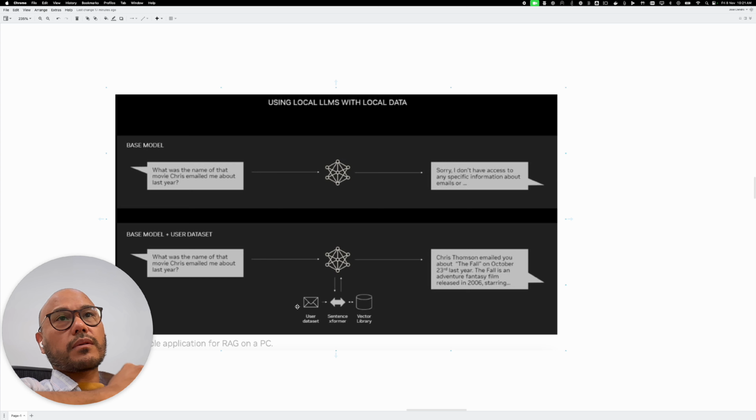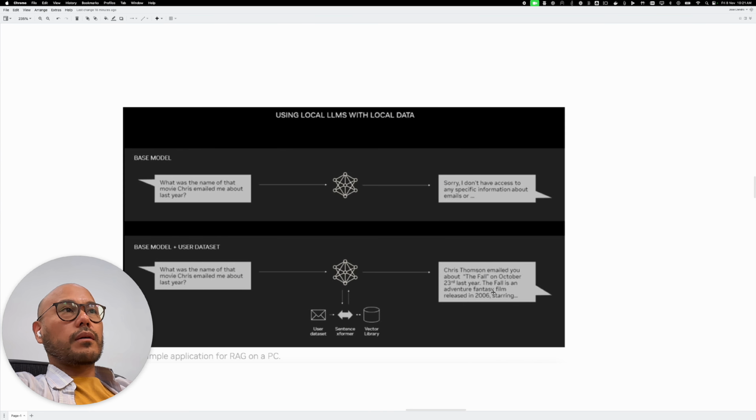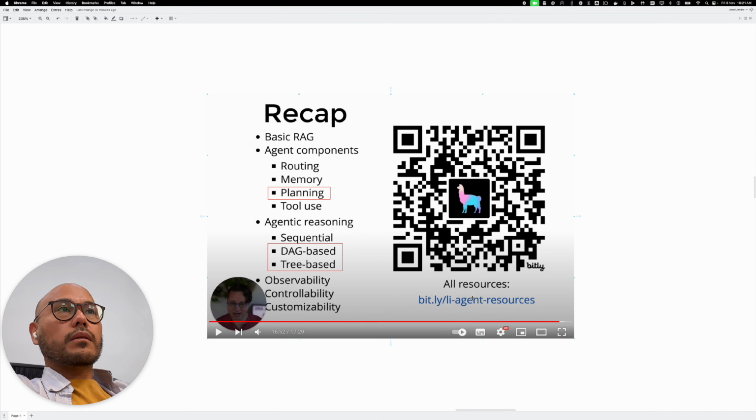Once we have received an email, the email will go through a knowledge base. Then the assistant can say, like, Chris Thompson emailed you about the file in October and so on. So this is the kind of scenario that we have with the RAG pattern. And the RAG pattern is awesome, but it has several limitations.